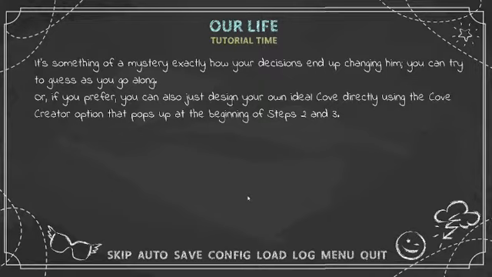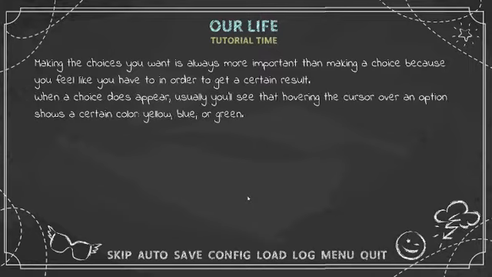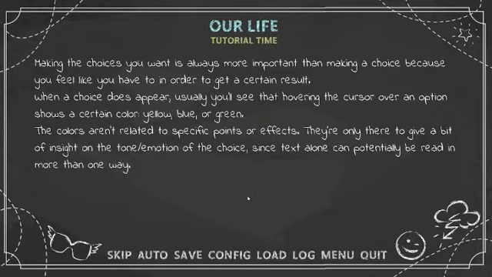Or, if you prefer, you can also just design your own ideal Cove directly using the Cove Creator option that pops up at the beginning of Steps 2 and 3. Making the choices you want is always more important than making a choice because you feel like you have to in order to get a certain result. When a choice does appear, usually you'll see that hovering the cursor over an option shows a certain color, yellow, blue, or green. The colors aren't related to specific points or effects, only there to give a bit of insight on the tone or emotion of the choice, and text alone can potentially be read in more than one way.